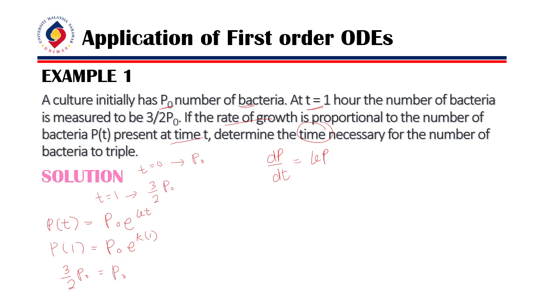So 3/2 P naught equals P naught e^k, because it is measured as 3 over 2 P naught. So we cancel out the P naught, dividing by P naught. What we get is 3 over 2 equal to e to the k.